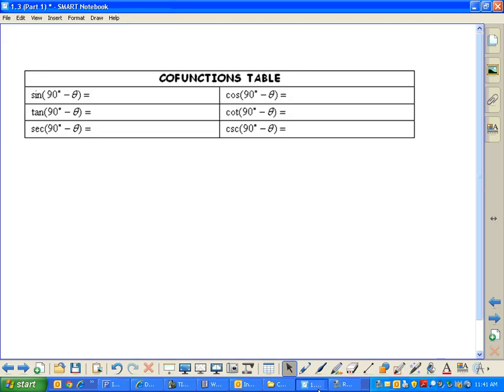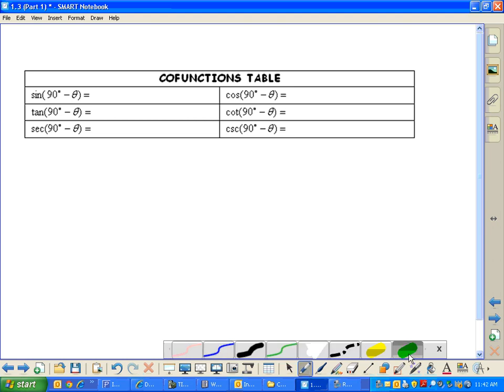All right. So let's make it official. Let's put it on paper. This is your cofunctions table. Something I ask you to bear in mind, the notation on this table is a little strange. I'll give you that. But what I want you to think about is this.